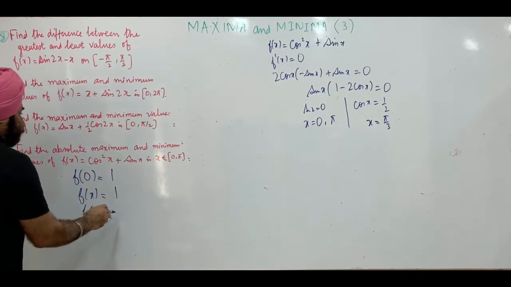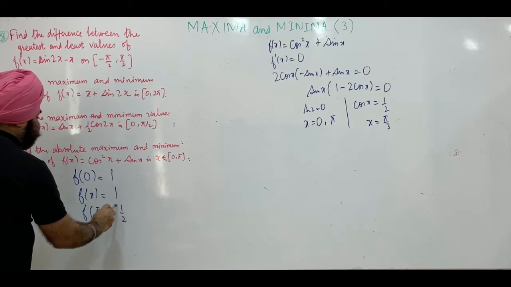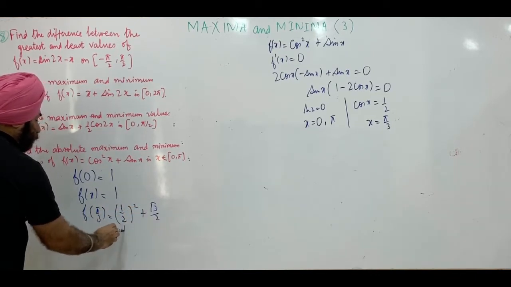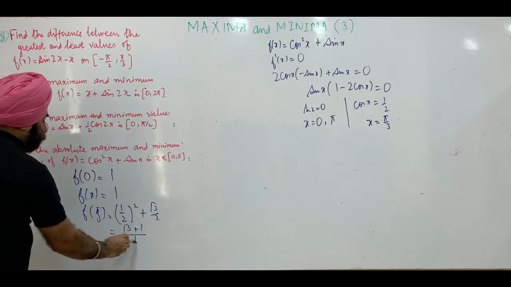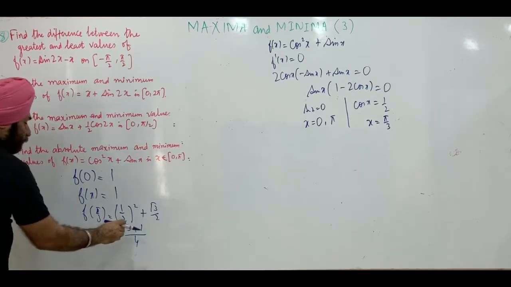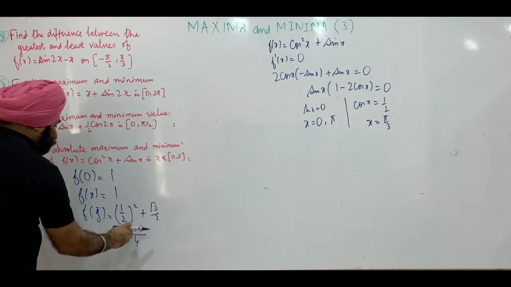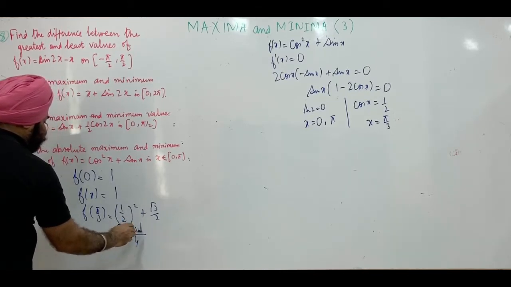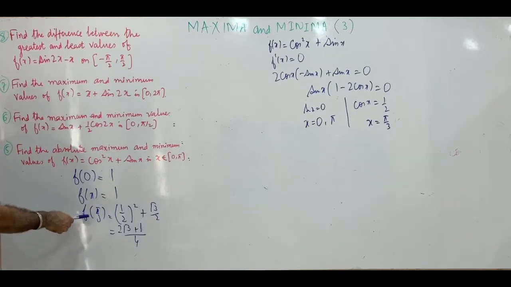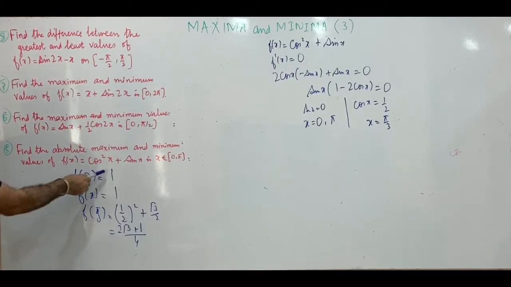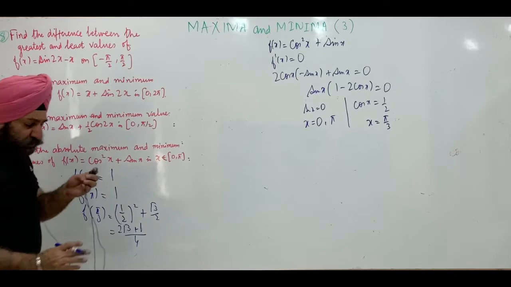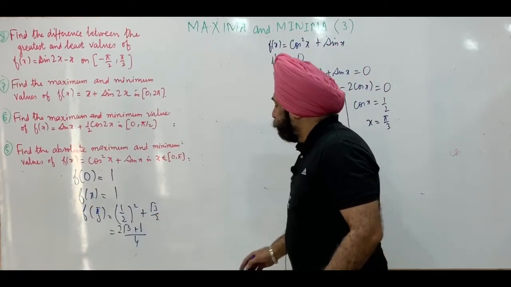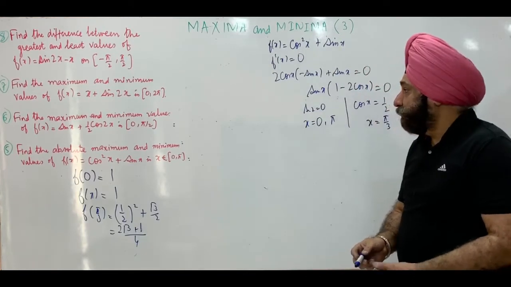F of pi by 3. This is 1 by 2 square plus root 3 by 2. This is 1 plus 2 root 3 by 4. Sorry, this will be root 3. This will be 2 root 3 plus 1 by 4. This is f of pi by 3. So 1 is the absolute minimum value, and this value, 2 root 3 plus 1 by 4, is the absolute maximum value.